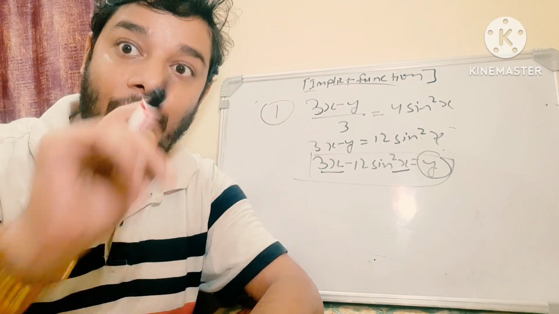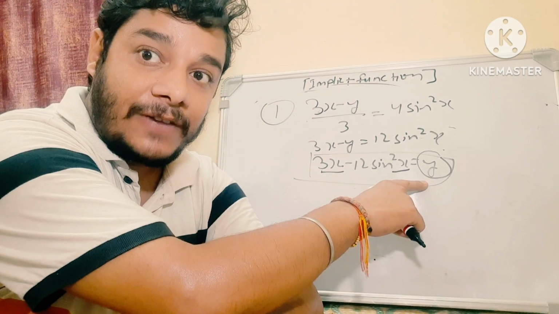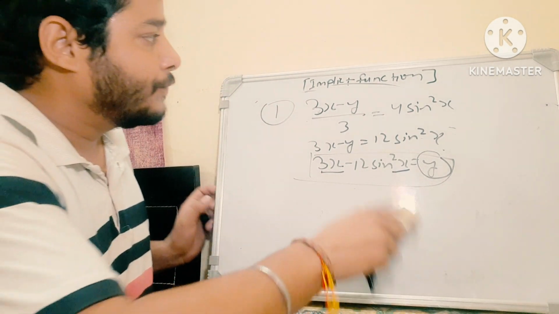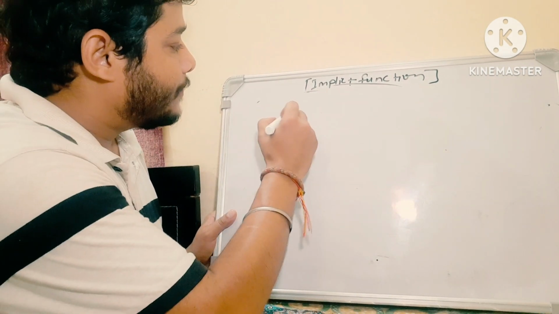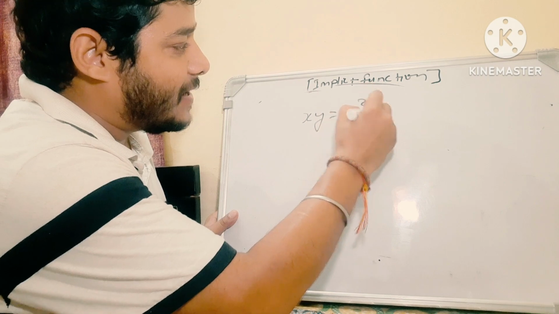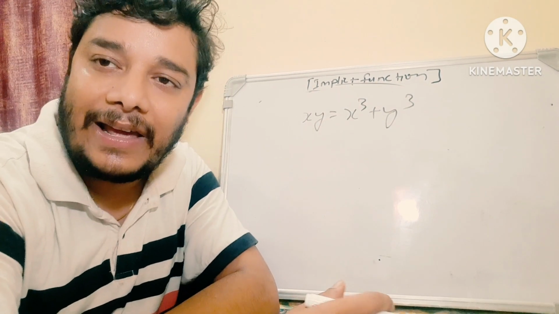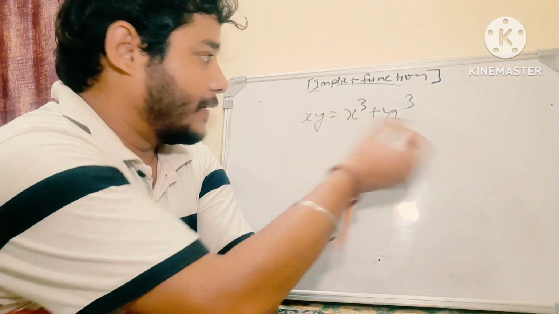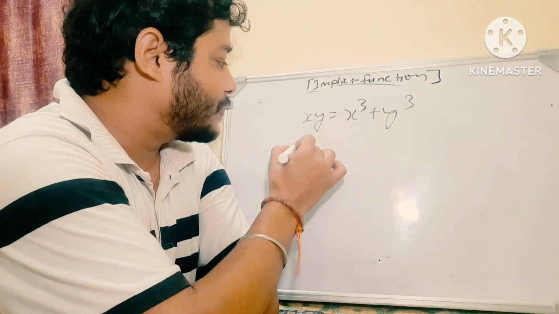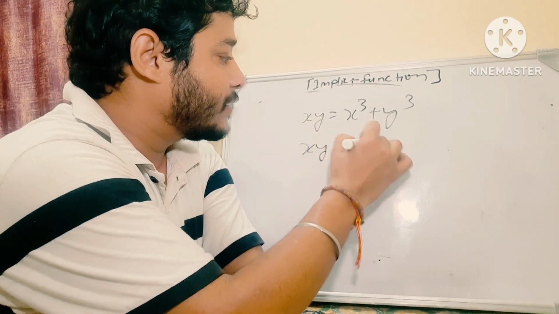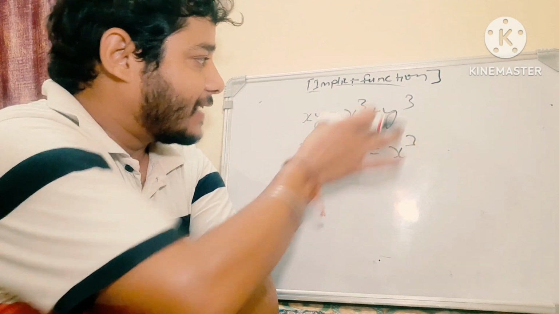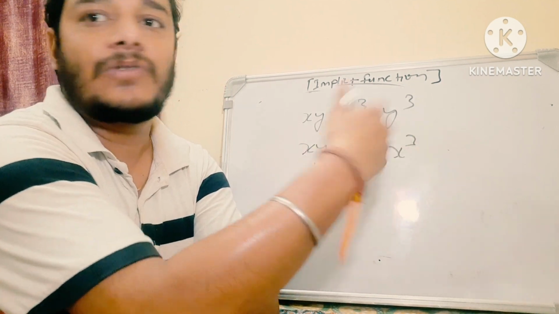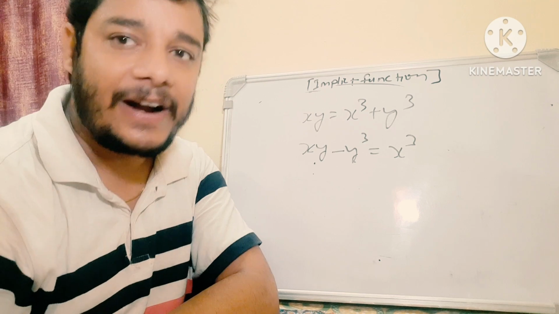Now we're going to discuss what an implicit function is, where we can't separate x and y. I will give you an example of that. Suppose I'm writing xy is equal to x cube plus y cube. Can you find the value of y in terms of x? Not possible. If you try, you'll get to know. Suppose xy minus y cube is equal to x cube, right? We can write like that. I bring y cube inside. Even now if you try to find the value of y, you can't find it in terms of x. So here the variables you can't separate.